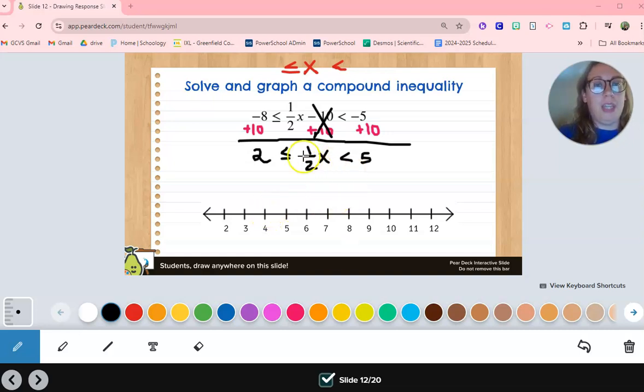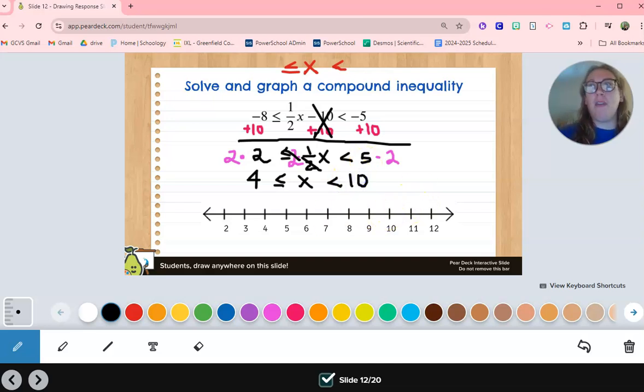Then, to get rid of this 1/2, we're going to multiply everything by 2. In the middle, on the left, and on the right. 2 times 2 is 4, is less than or equal to. 2 times 1/2 cancels, and we're just left with x. And 5 times 2 gets us 10.